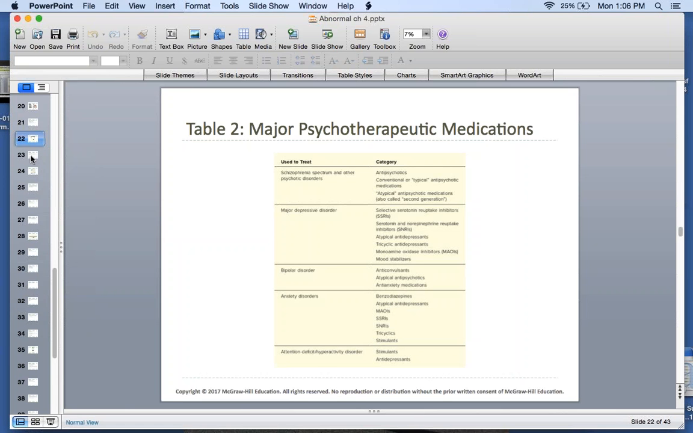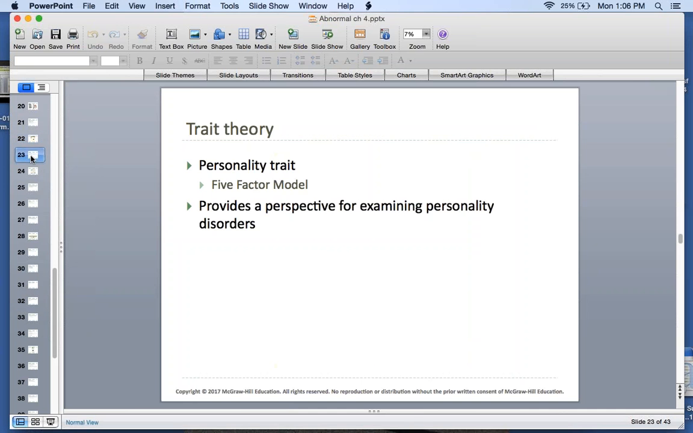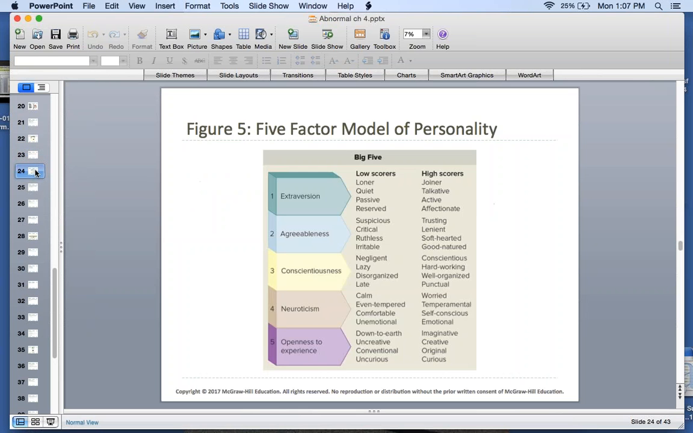Okay. We are going to move on here to the trait theory. We talked about this when we talked about the NEO-PI the other day in the assessment chapter. The trait theory has a 5-factor model where we say these are different personality traits. So here they are. And the idea is that everything's on a spectrum. So you can be extreme to not at all. And usually people are somewhere in between.